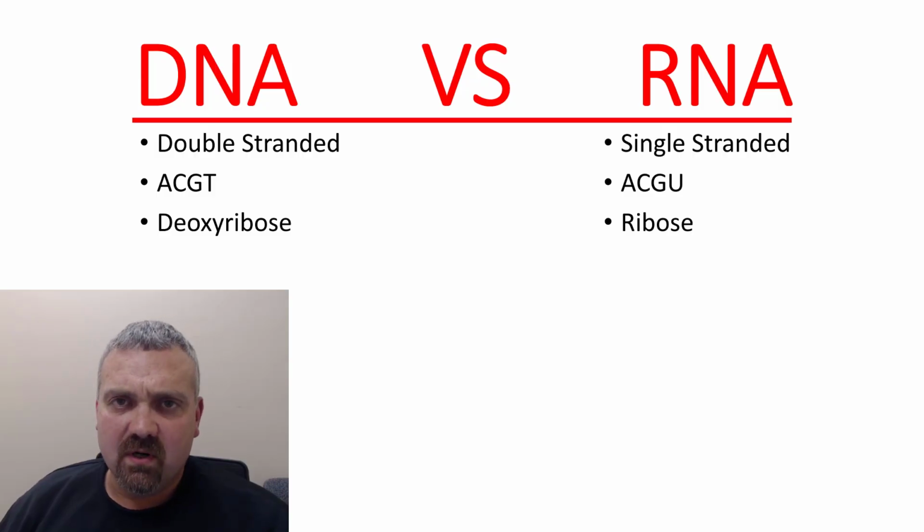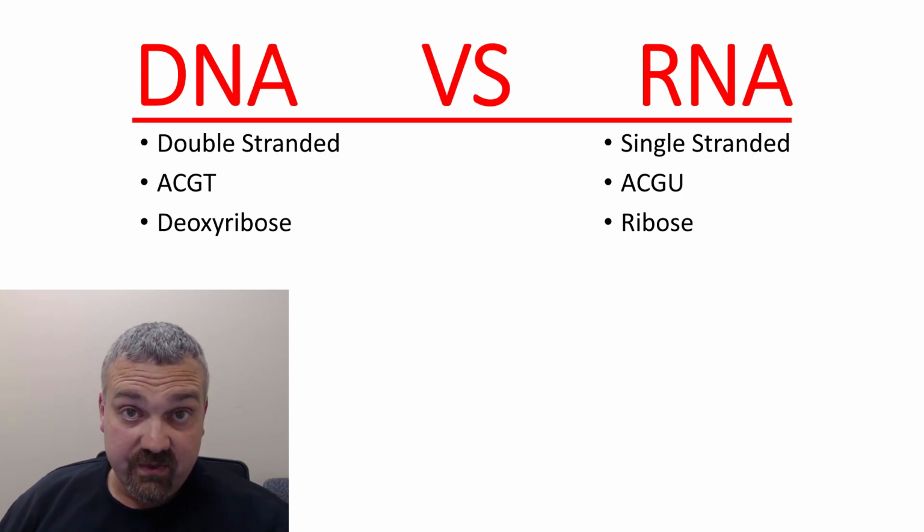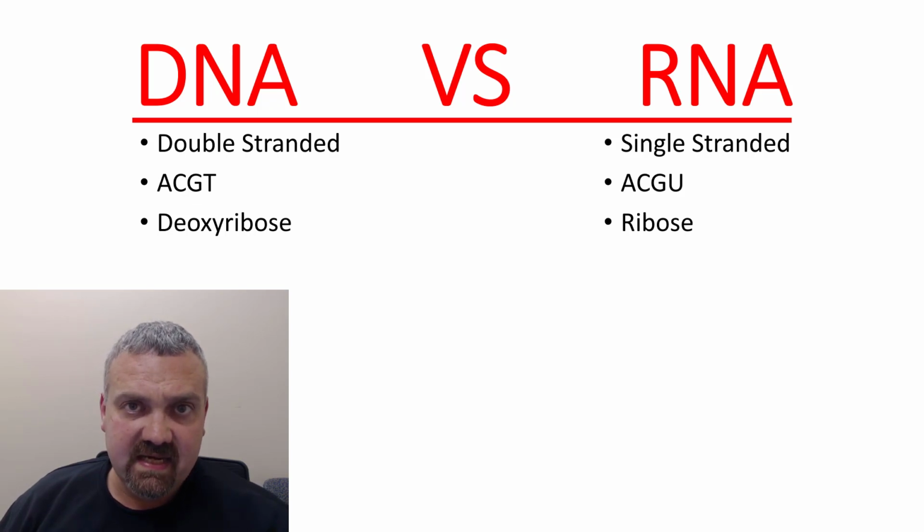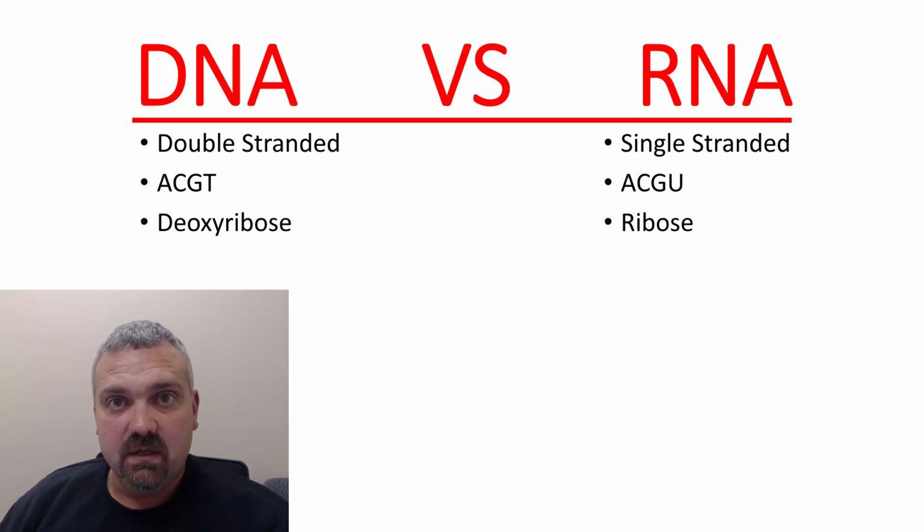DNA and RNA are much more alike than they are different, but there are three clear differences that I want to point out here. Quickly, let's just run through them. DNA is double-stranded, whereas RNA is single-stranded. DNA is made of the nucleotides A, C, G, and T, whereas RNA is made of the nucleotides A, C, G, and T's cousin, if you will, U. And DNA has the sugar deoxyribose in its sugar phosphate backbone, whereas RNA has the sugar ribose.